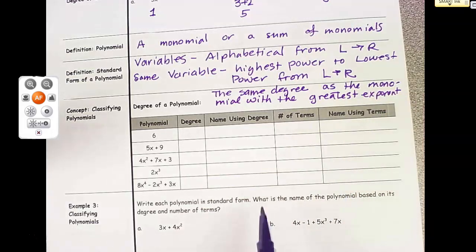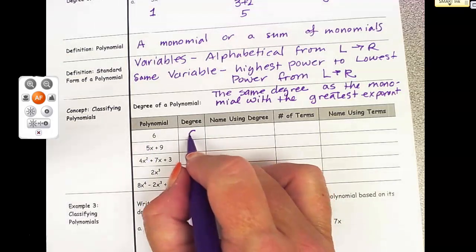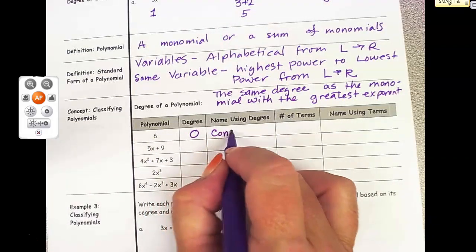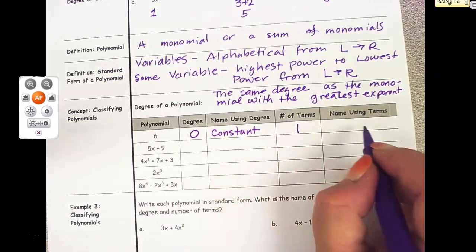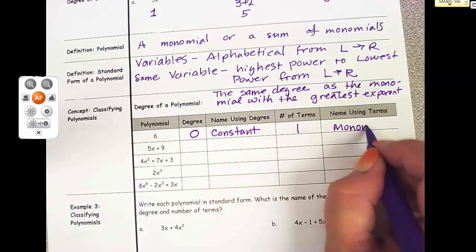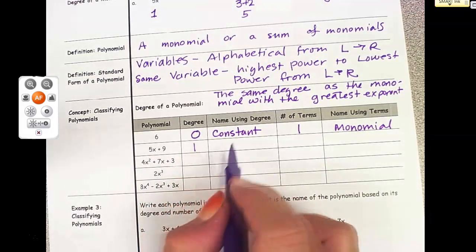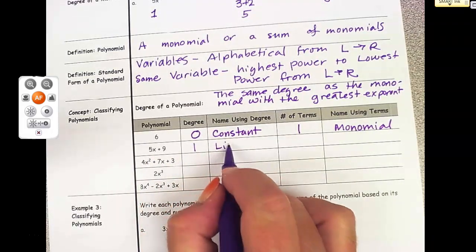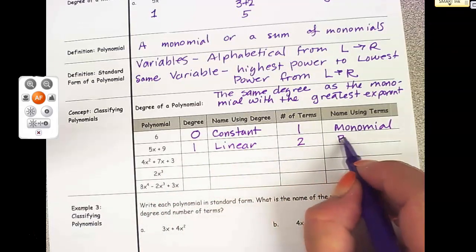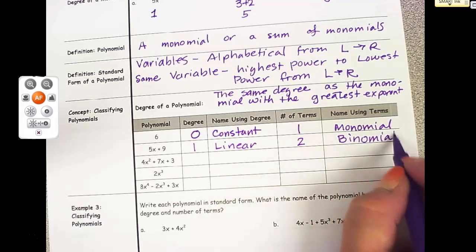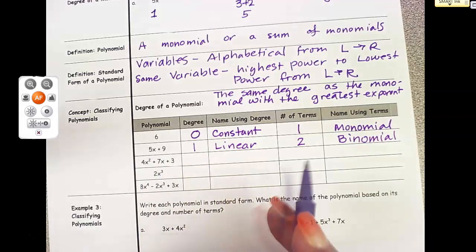Alright, so let's take a look. First we have a constant. We have the number 6. So it has a degree of 0, and I just used the word, it's a constant. It doesn't have any variables. It has one term, so that makes it a monomial. 5x plus 9 has a degree of 1, and it is a linear equation. And it has 2 terms, so that makes it a binomial. So anything to the power of 1, when I graph it, it's going to make the shape of a line, so we call that linear.